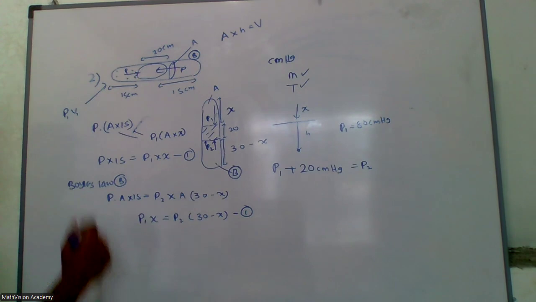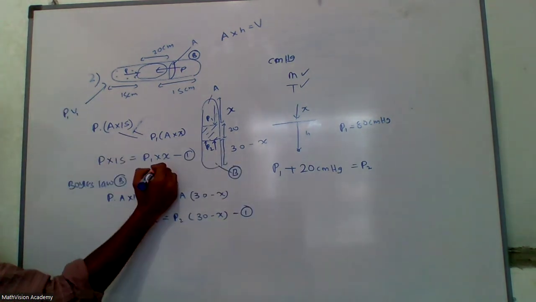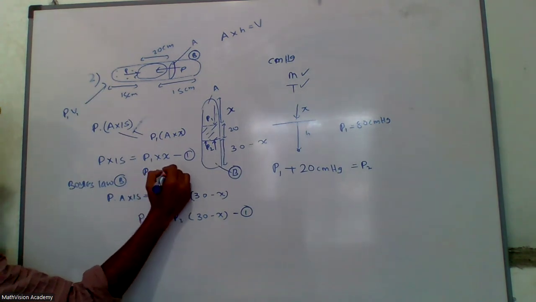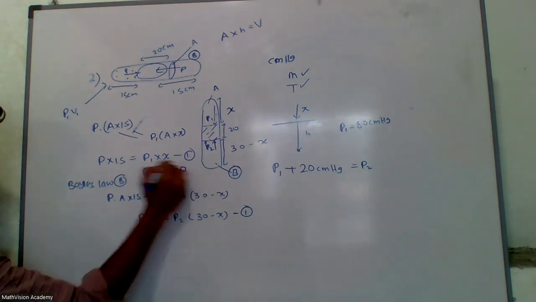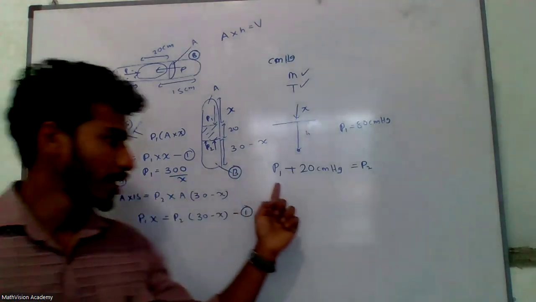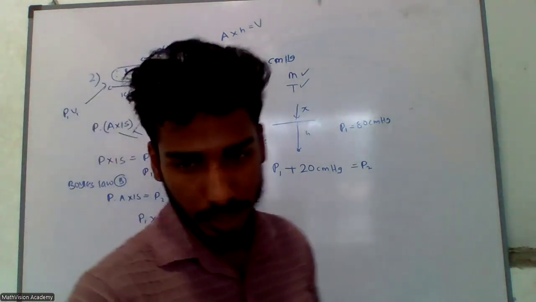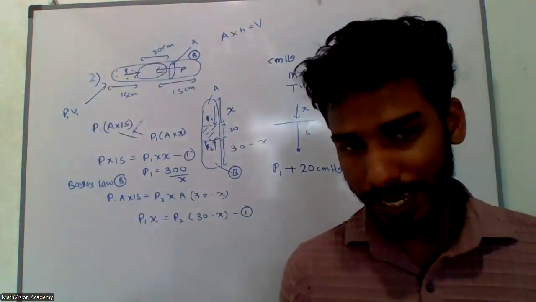Let's take a value like 20 centimeters. So you have to multiply them. P1 is equal to 300, I think. 300 over x. Substituting in here, you can find P2. Then you can substitute only here. Okay, so I just want you to get that idea.